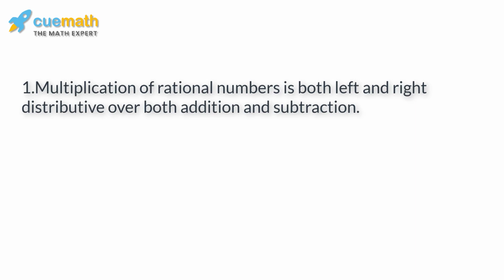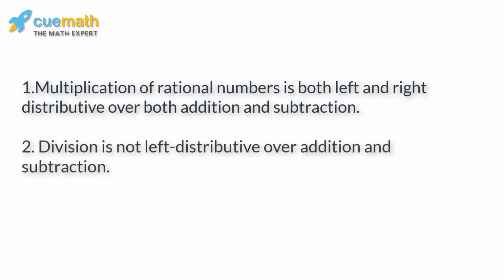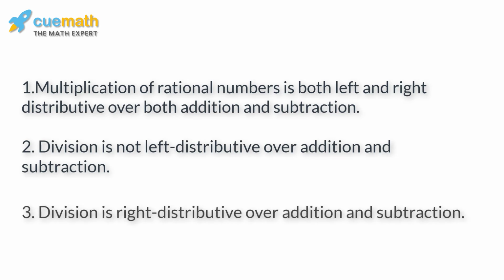Then division of rational numbers is not left distributive over addition and subtraction, but division of rational numbers is right distributive over addition and subtraction. Now this we can conclude with the fact that if we have a fraction where we have a over b plus c, we cannot write a over b plus c as a over b plus a over c. But if we have a fraction where we have a plus b over c, we can write it as a over c plus b over c. So this is all we have with the properties, the distributive property of rational numbers.